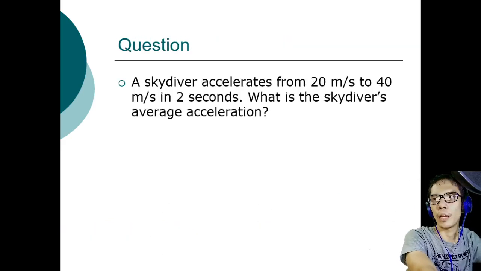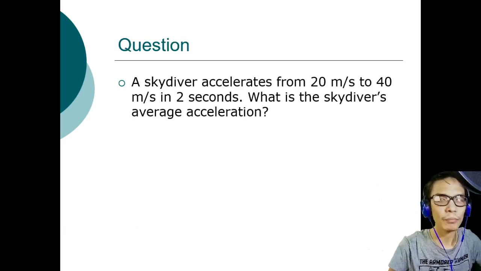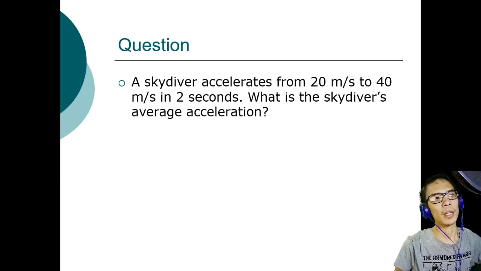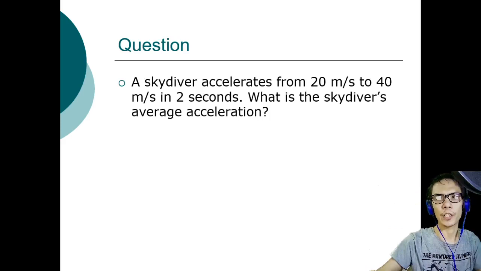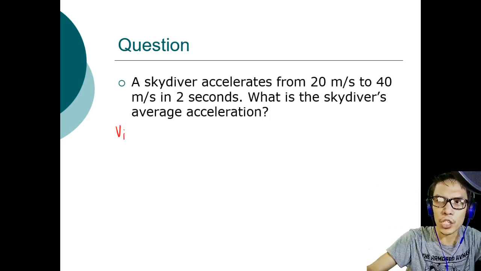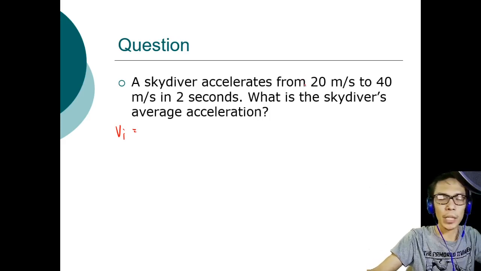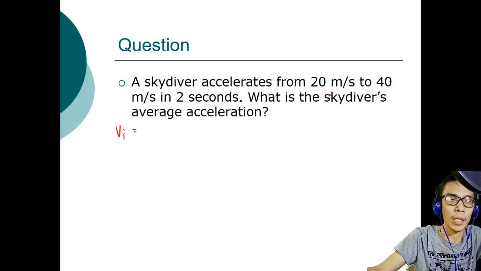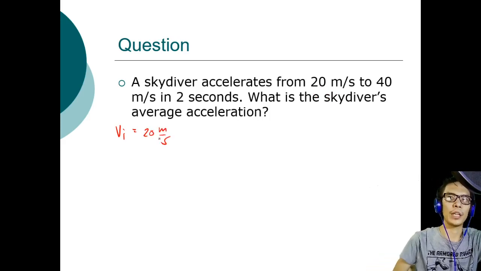Alright, let's answer this question. A skydiver accelerates from 20 meters per second to 40 meters per second in 2 seconds. What is the skydiver's average acceleration? Let's analyze first and find out which one is the initial velocity. Usually the initial velocity is the first velocity, but it depends upon the problem. This is the first velocity that you will encounter in the problem, so that is 20 meters per second.